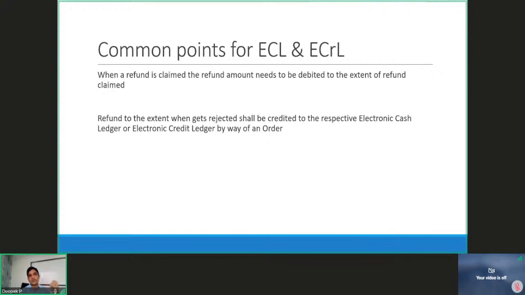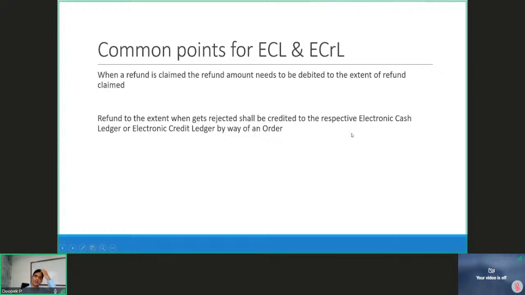Whether the refund comes immediately or doesn't come immediately, I have to debit it so that the government knows that you're not utilizing that and claiming the refund both. Once you're claiming a refund, you have to debit the balance in the ledger to that extent. If you're claiming a refund of the electronic credit ledger, then you have to debit the electronic credit ledger to that extent. Then the refund gets processed. Refund to the extent it gets rejected will be recredited.